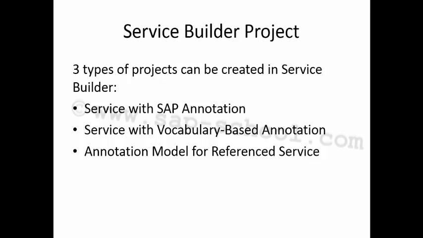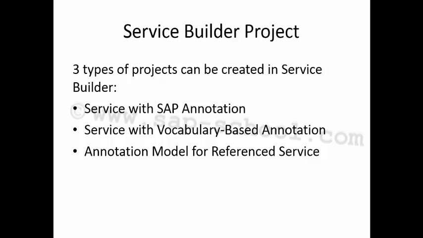Then the third type of project is annotation model for referenced services. We choose this if we want to annotate an artifact of an existing service without modifying the service, and provide additional information about the artifacts. Unlike the project type service with vocabulary based annotation, in this project type we can import another service as a reference in read only mode and then create the annotations.